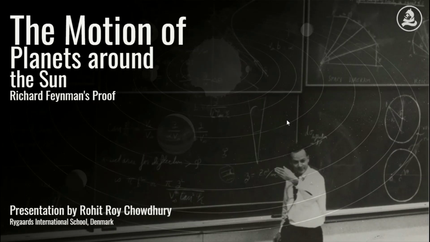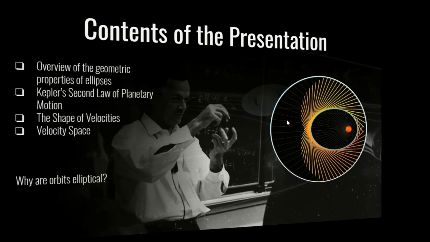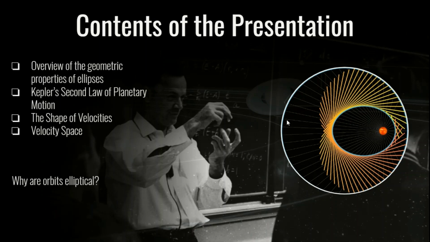My name is Rohit and today I will explain why planets orbit around the Sun in elliptical orbits. This presentation will not be too mathematical, but rather an overview of the geometric and physical world behind orbits, showing the proof and deriving them. Also, this is a relatively difficult topic to understand, so you really have to pay attention.